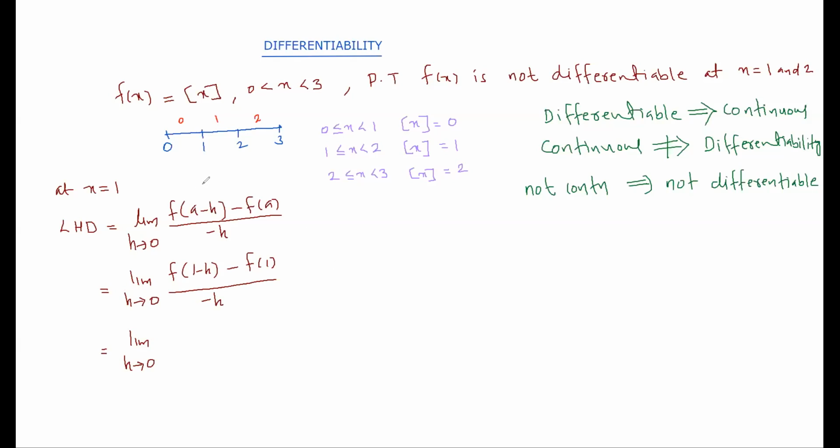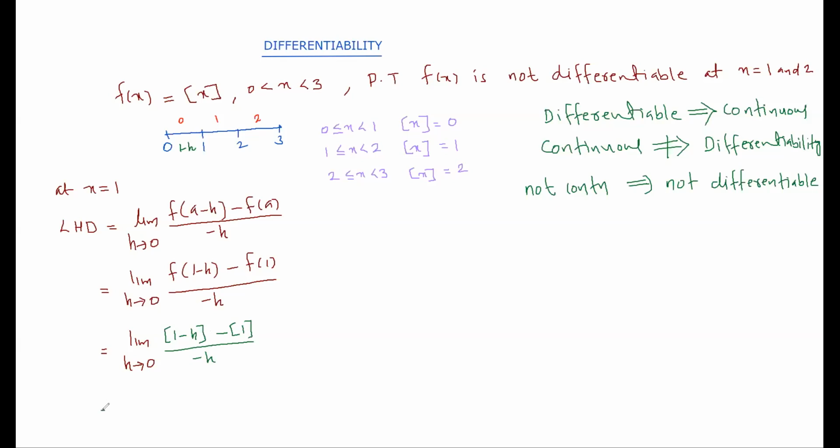So it will be between 0 and 1. Correct? 1 minus h is less than 1. So 1 minus h will be between 0 and 1. So it will come as greatest integer of 1 minus h minus greatest integer of 1, divided by minus h.